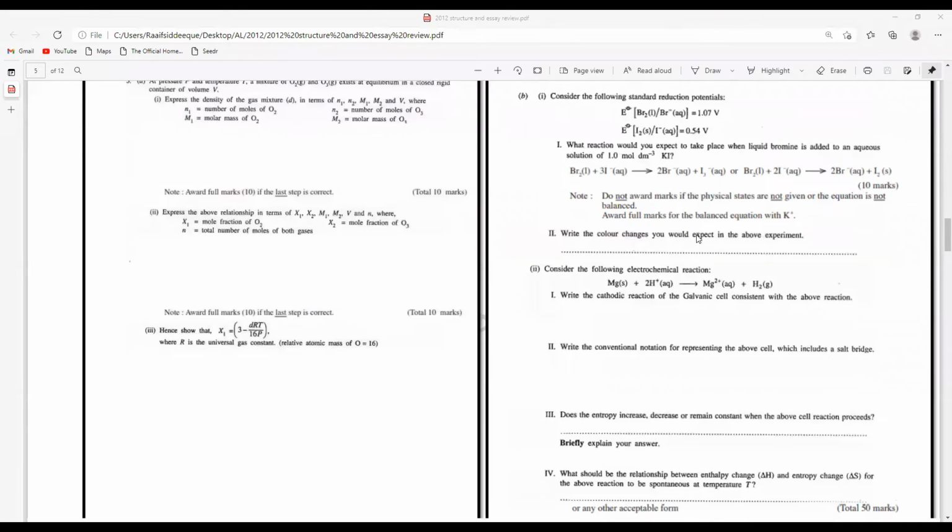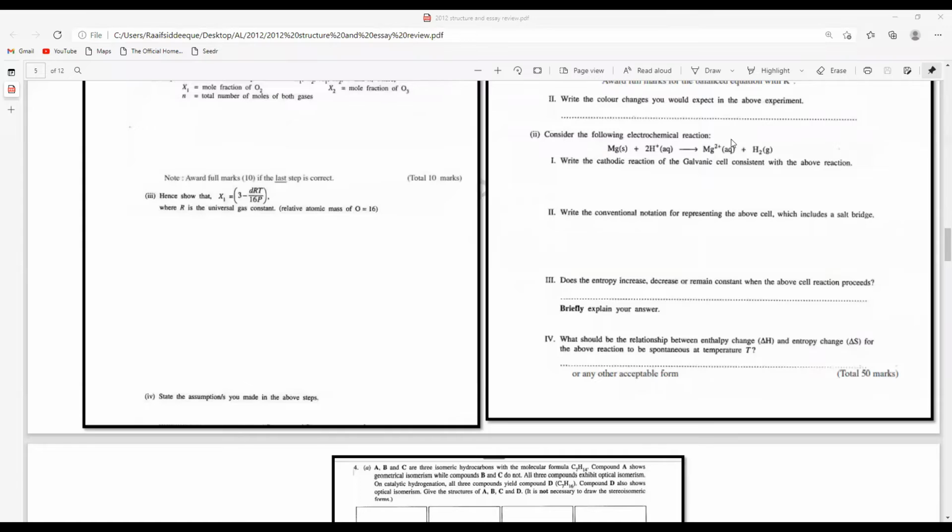We did this one. So the second part is, consider the following electrochemical reaction. Here you are given an electrochemical reaction where magnesium is oxidized. You can see magnesium solid forms magnesium 2 plus, and H plus is reduced to H2 gas. Write the cathodic reaction of the galvanic cell consisting of the above reaction. So what is the cathodic reaction? 2H plus plus 2 electrons gives H2 gas.